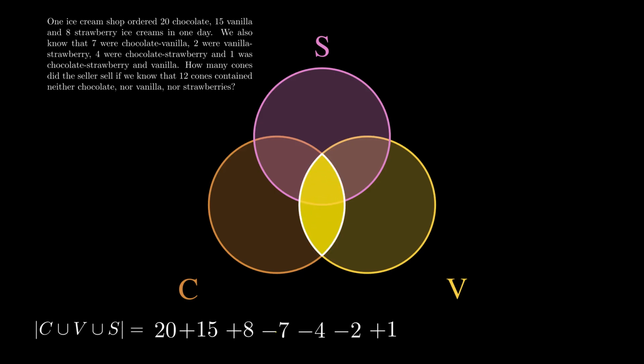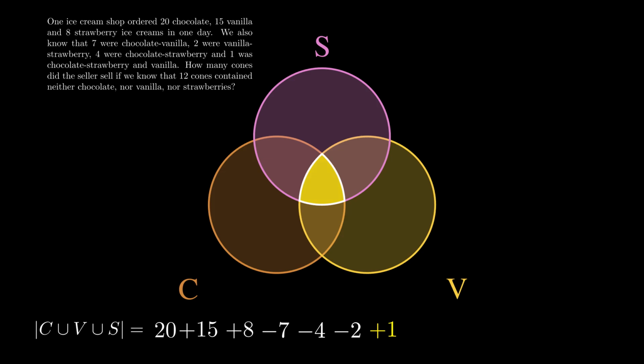Let's not forget that the intersection of chocolate and vanilla was counted twice. Once when counting chocolate, and once when counting vanilla. Therefore, this intersection must be subtracted. The same applies to the other 2 intersections. Now let's focus on the common intersection of chocolate, vanilla, and strawberry. This common intersection was included when counting chocolate, vanilla, and strawberry, but it was also included when the chocolate-vanilla intersection was subtracted, as well as in the other intersections. So, we counted it 3 times and subtracted it 3 times. Now, it is not included at all, so it needs to be added back.